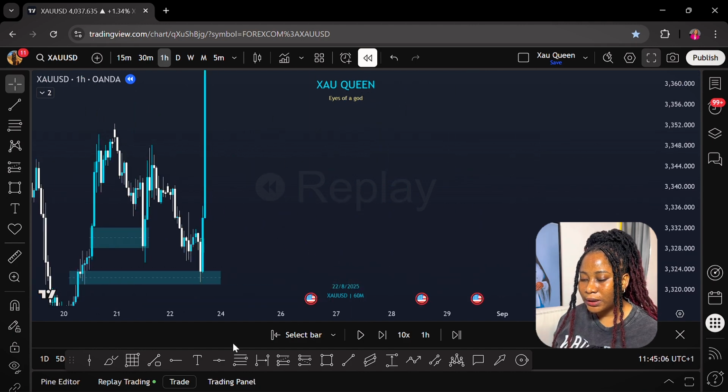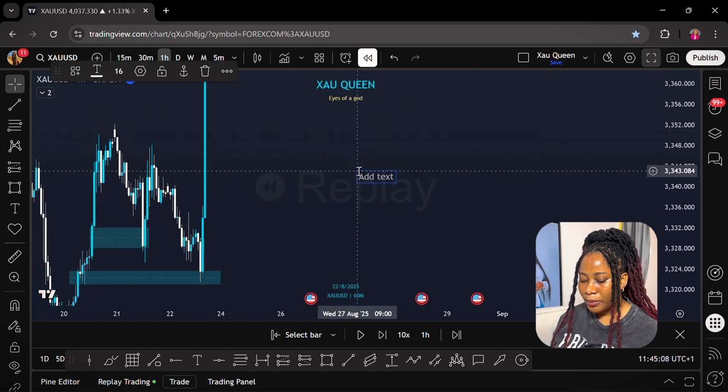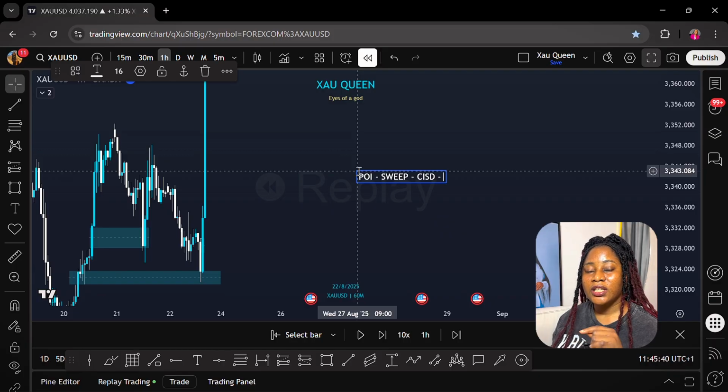So for our confirmation entry, we get our POI from the higher time frame. Then inside the POI, I want to see a sweep. Inside the POI, I want to see a sweep. And then after the sweep, we want to see a change in state delivery. Then we can now pick our entry. Majorly, I use breaker block that aligns with FVG. Once you see an FVG in line with that breaker block, just use it.